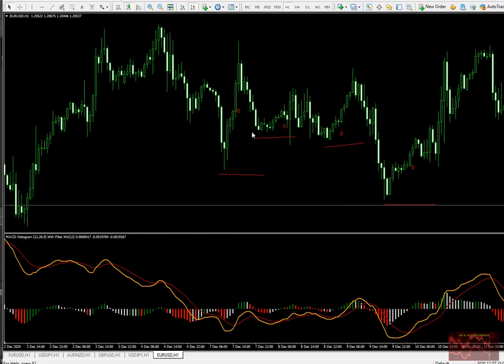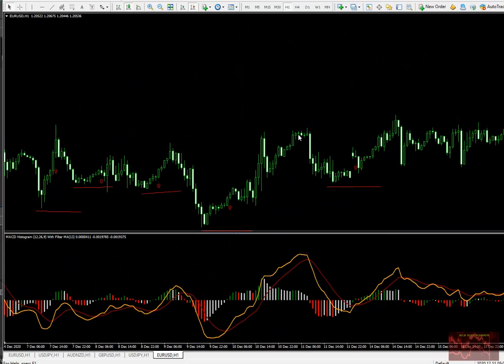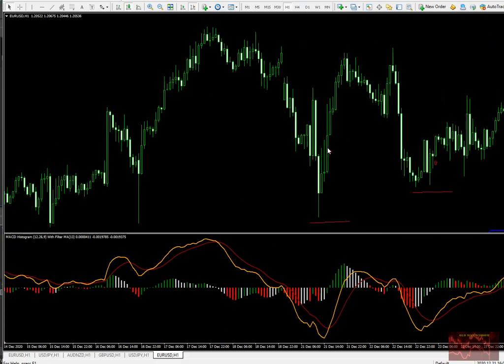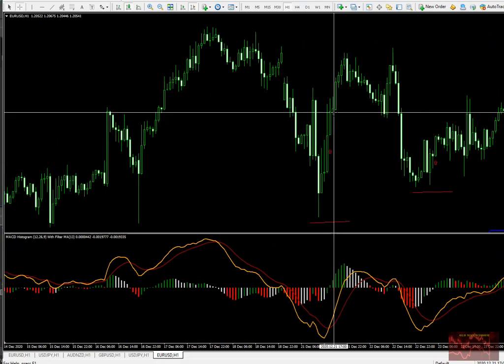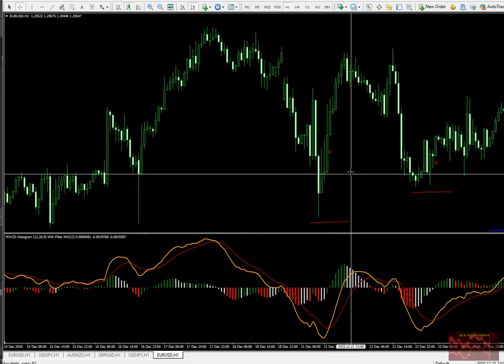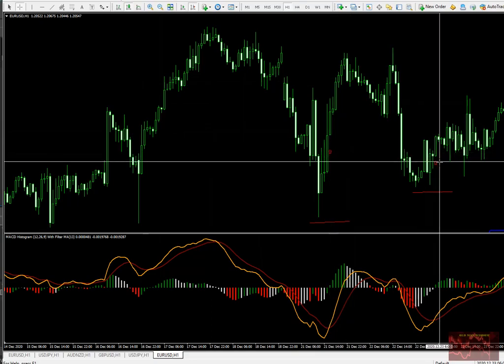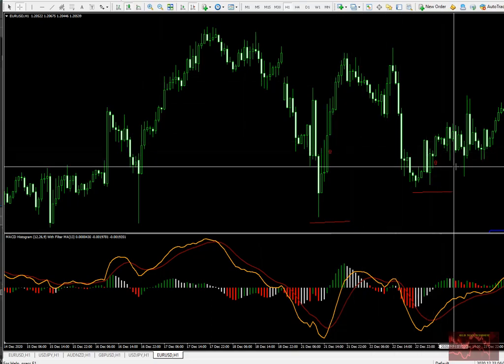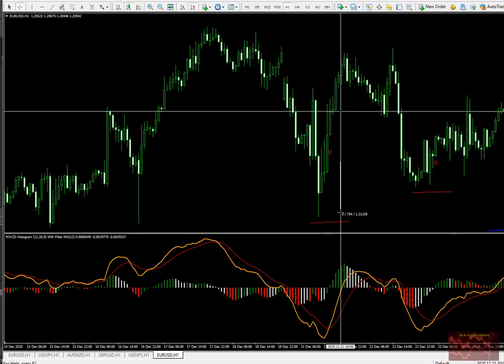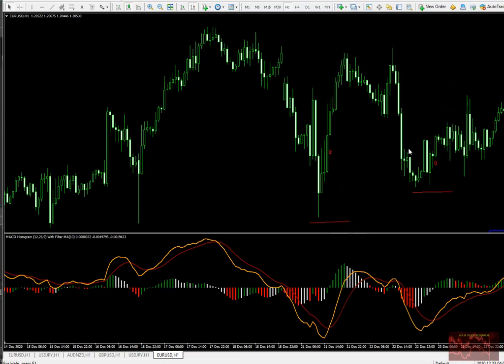So 1 win and 1 loss, 2 wins and 1 loss, 3 wins and 1 loss. I don't know if this was a win. Yes, it was. 4 wins and 1 loss. And again, if you didn't take this trade, you'd have taken that one. We'll only count it as 1 win, because this here is 90 pips, and you didn't get 90 pips until right over here somewhere. So we'll count this as 1. So 5 wins and 1 loss.